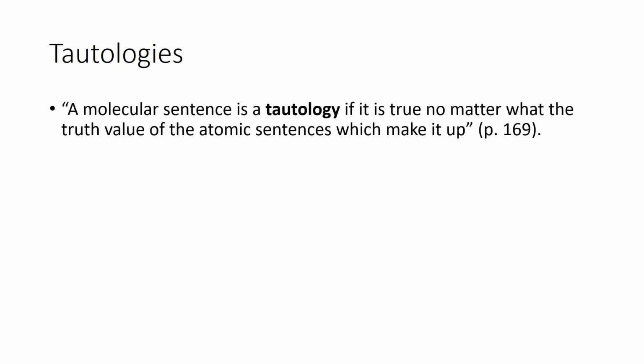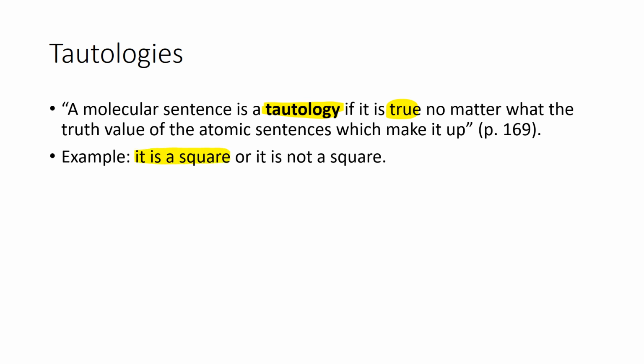A molecular sentence is a tautology if it is true no matter what the truth value of the atomic sentences which make it up. Here's an example. It is a square or it is not a square. Now this example is a disjunction, which means that in order for it to be true, at least one option has to be true. So if it is indeed a square, then we have a true disjunction. But even if it is not a square, we still have a true disjunction because this second option is true. So either way, we get something that is true. Thus, we have a tautology.